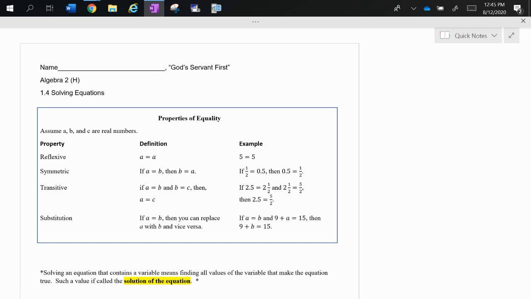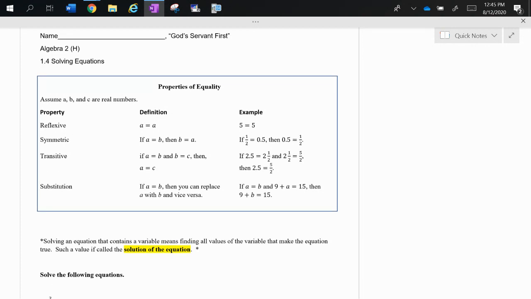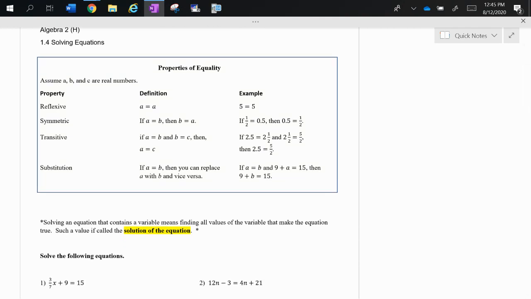There are a few properties that we should know about in order to be able to solve equations. The first is called the reflexive property. The reflexive property says that something is equal to itself. The symmetric property says that if A is equal to B, then B is equal to A. So for example, if 1/2 is equal to 0.5, then we know that 0.5 is equal to 1/2.